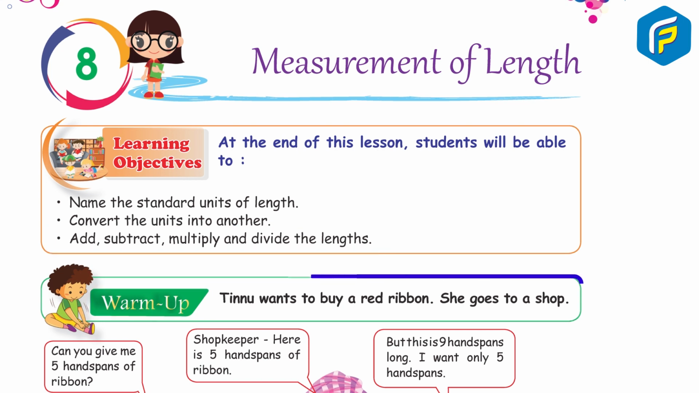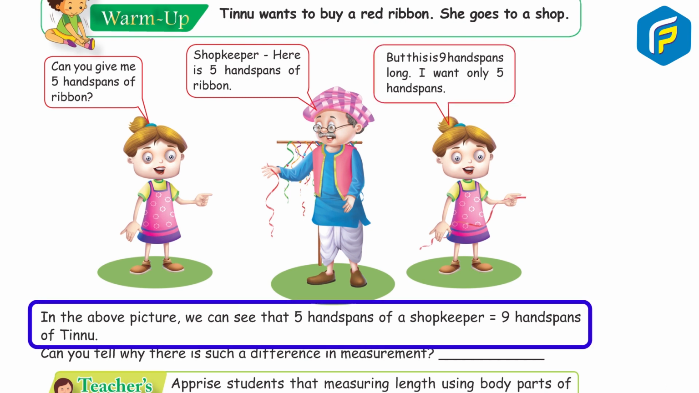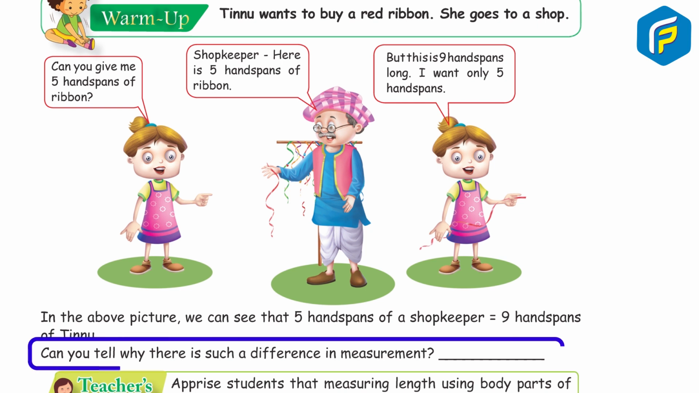Warm up. Tina wants to buy a red ribbon. She goes to a shop. "Can you give me 5 hand span of ribbon?" "Shopkeeper, here is 5 hand span of ribbon, but this is 9 hand span long. I want only 5 hand span." In the above picture, we can see that 5 hand span of a shopkeeper is equal to 9 hand span of Tinu. Can you tell why there is such a difference in measurement?